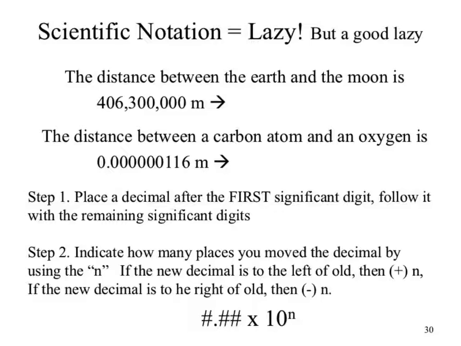Find your first significant digit, place a decimal point after it. So for the first one, it's 4. Second one, it's 1. Okay, do my decimal point in both cases, 4.063. For the bottom one, 1.16. Yeah? Yep. All right. Now we have to deal with the powers of 10.